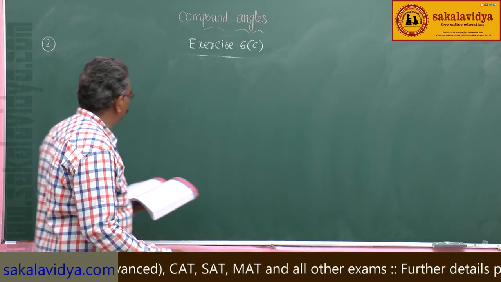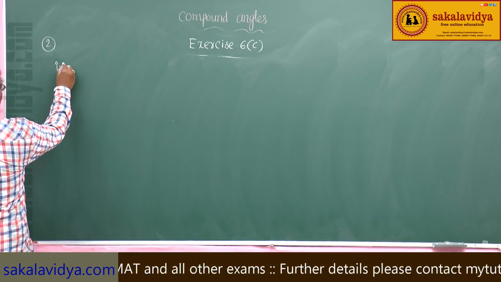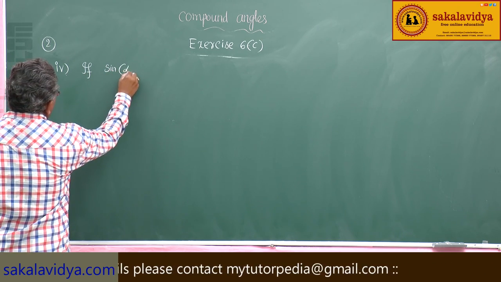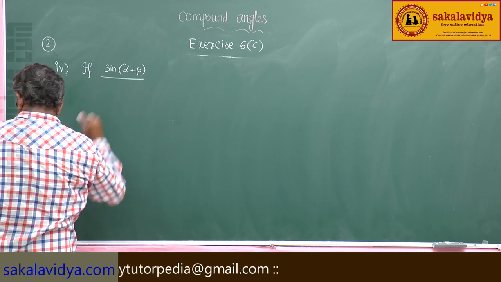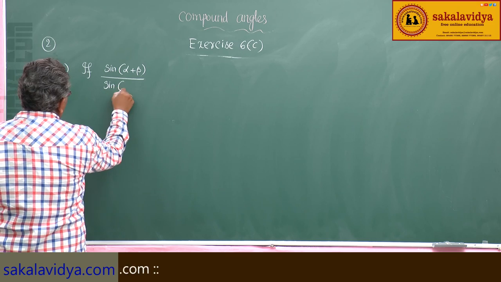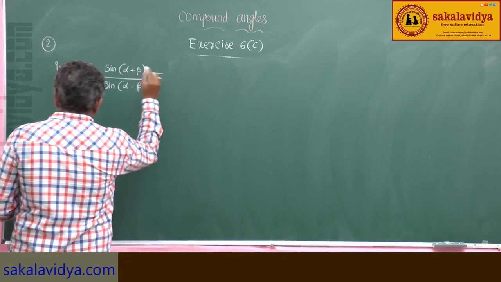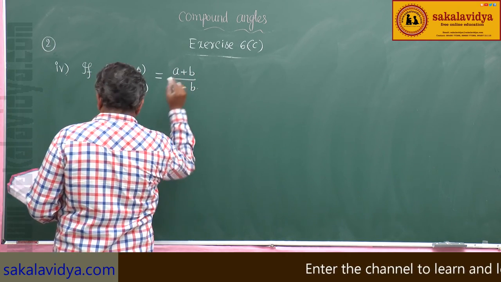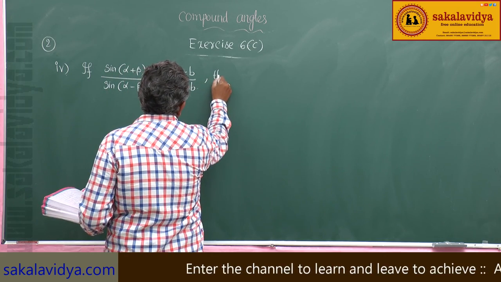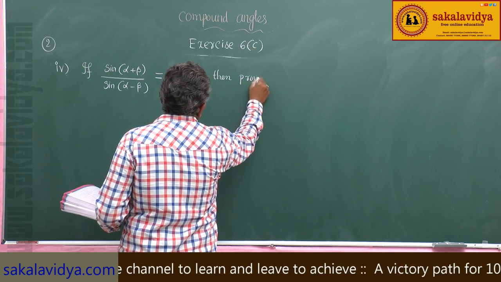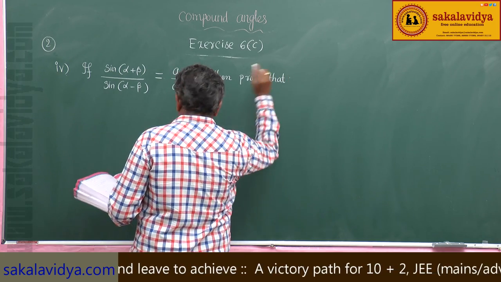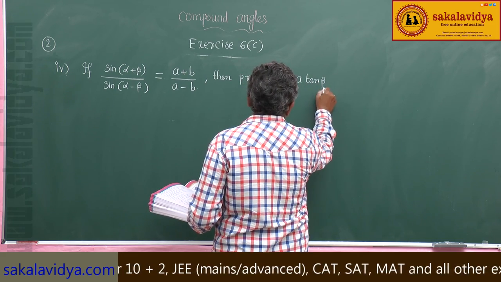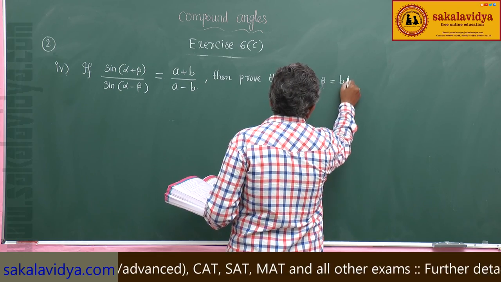Fourth one. If sin of alpha plus beta by sin of alpha minus beta is equal to A plus B by A minus B, then prove that A tan beta is equal to B tan alpha.